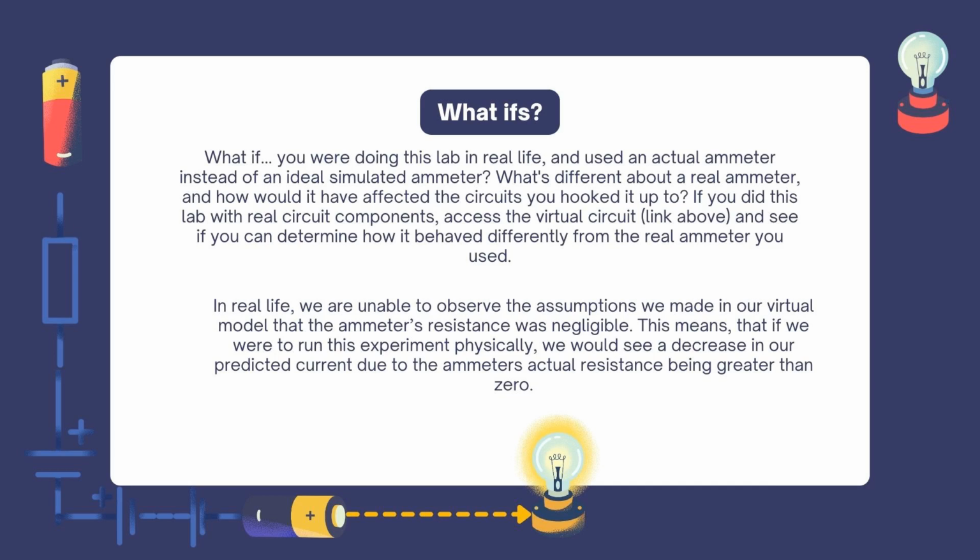We are now posed with two what-if scenarios. When asked, what if we were doing this lab in real life and used an actual ammeter instead of an ideal simulated ammeter? What's different about a real ammeter, and what would have affected the circuits we hooked it up to? Well, in real life, we are unable to observe the assumption we made in our virtual model that the ammeter's resistance was negligible. This means that if we were able to run this experiment physically, we would see a decrease in our predicted current due to the ammeter's actual resistance being greater than zero and impeding the current.